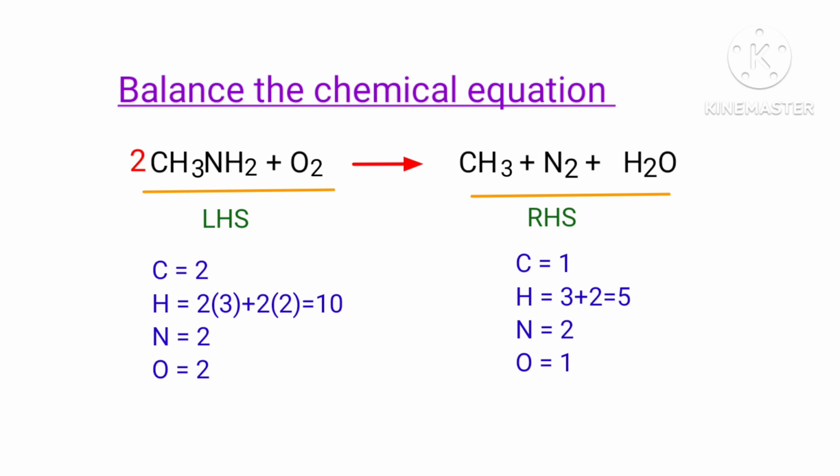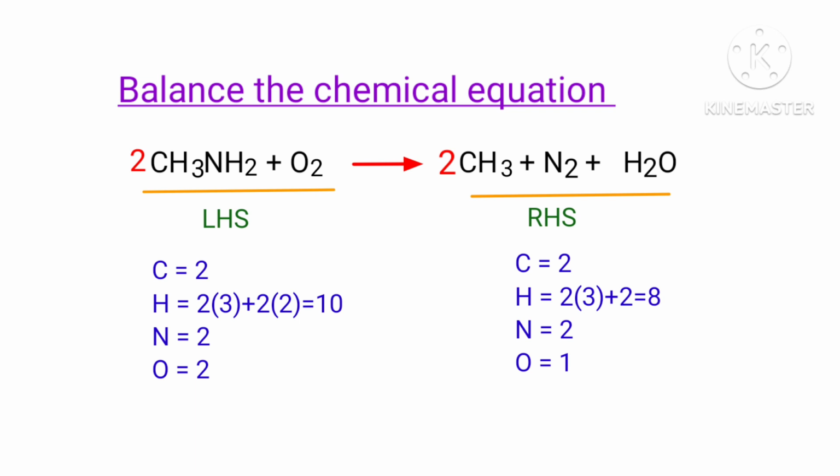The nitrogen atoms are balanced. Now we need to balance the carbon atoms. To do this, we need to put a coefficient of 2 in front of CH3. The carbon atoms are balanced.